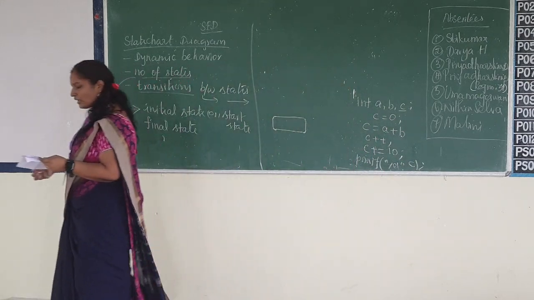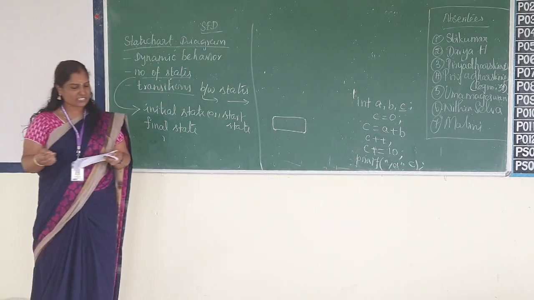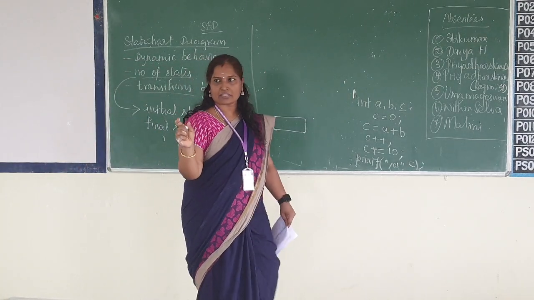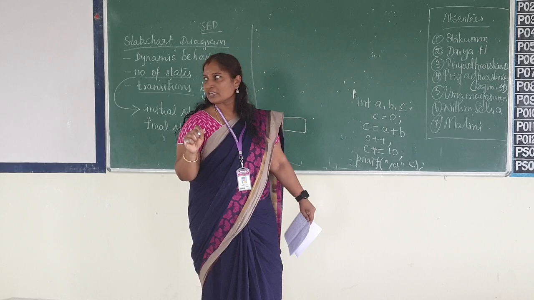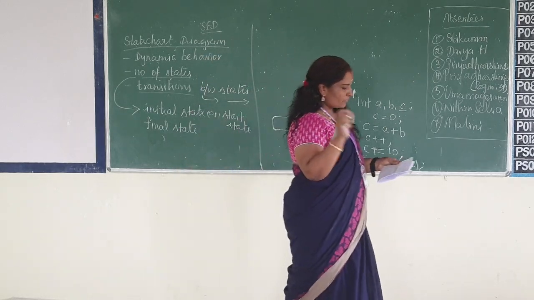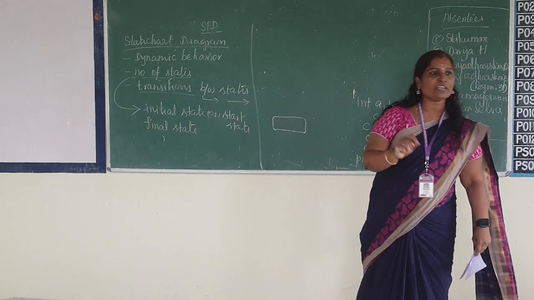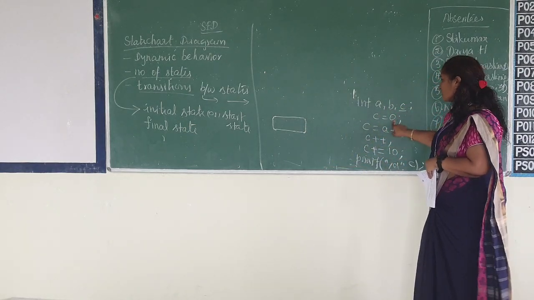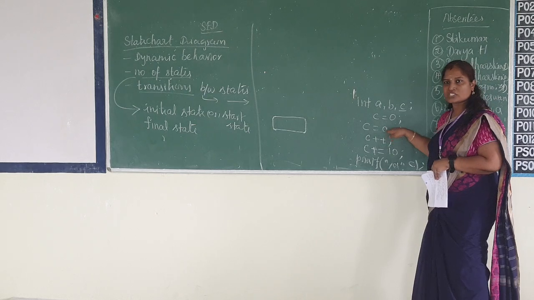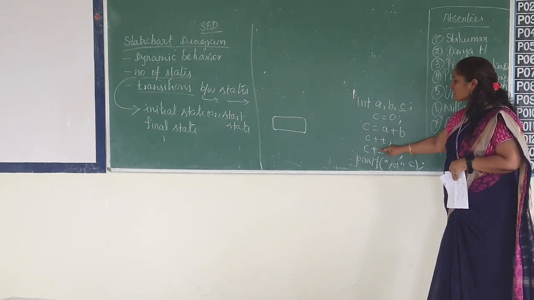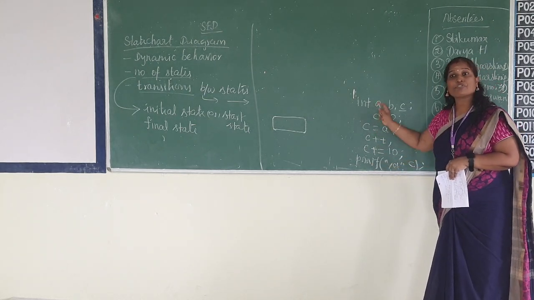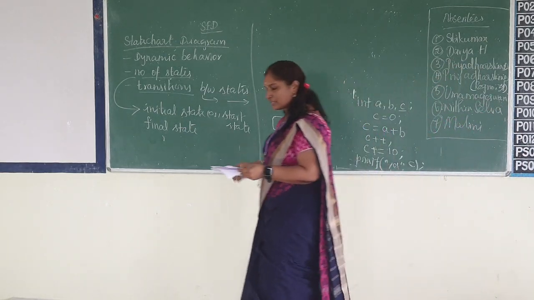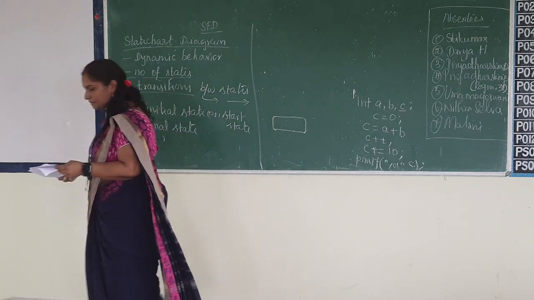A state represents a particular set of values for the object. Can we define it like this? A state represents a particular set of values of an object. This particular object initially was having 0. Later on I did some operation, and that time the C value is different. So the state will be a set of values which is being given to the particular object. That we call a state.